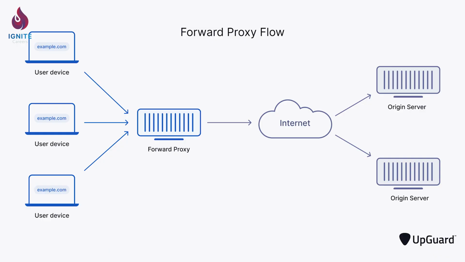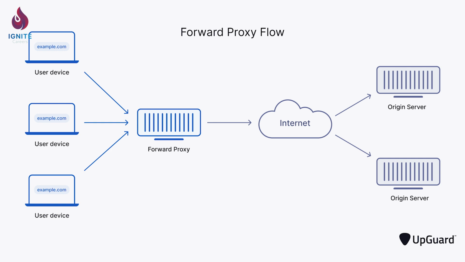This is the type of proxy that most people think about when they hear proxy server. So, a forward proxy acts as an intermediary between a client like your computer and the internet. When you use a forward proxy, your internet request goes through the proxy before reaching the destination server. Example, think of a forward proxy like a middleman.